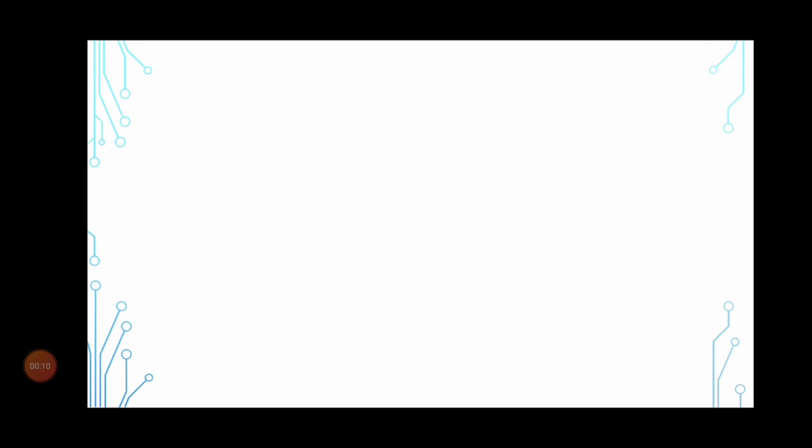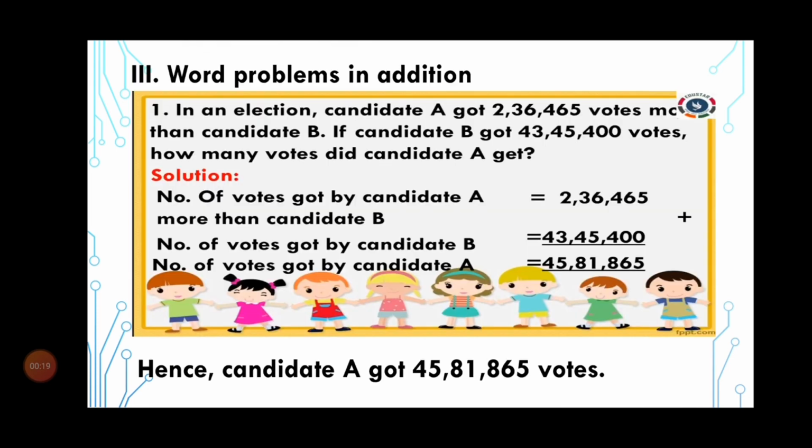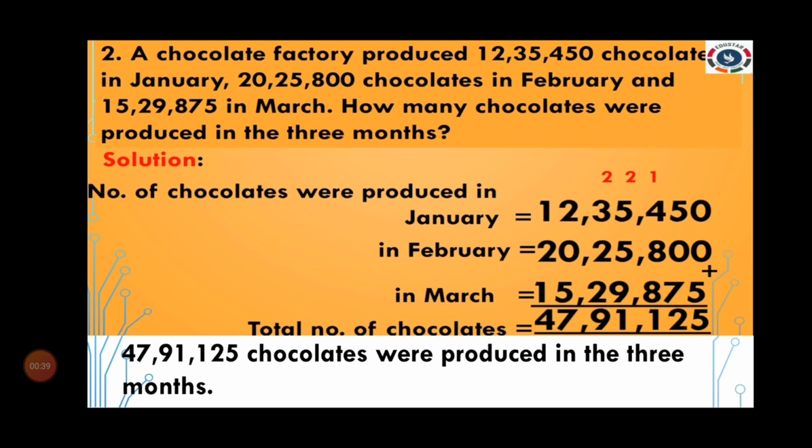Now we are going to write the word problems in our classwork note. So now you take your math classwork note. Okay, so the word problem, Roman numeral 3, you write. Word problems in addition, write in black color. Write the questions in black color and the answers in blue color. The same examples that I taught, you are going to write in your math classwork note. So the first question and second question, both write in your classwork note.